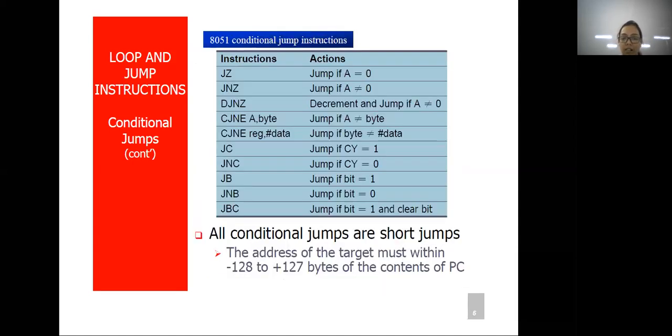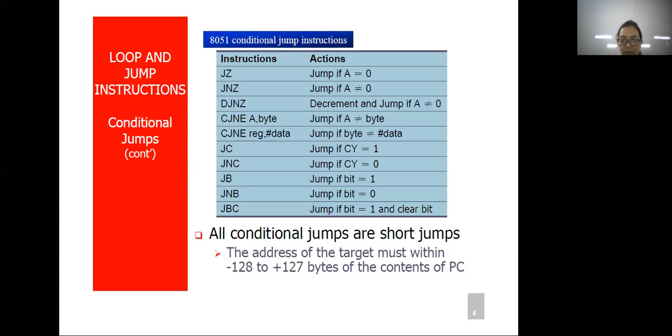So this is the list of all conditional jump instructions. JZ means jump if A content is 0. JNZ means jump if A content is non-zero. DJNZ means decrement and jump if A content is non-zero. CJNE A, byte means jump if A is not equal to byte.